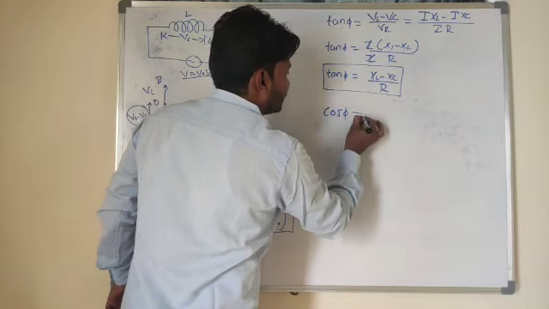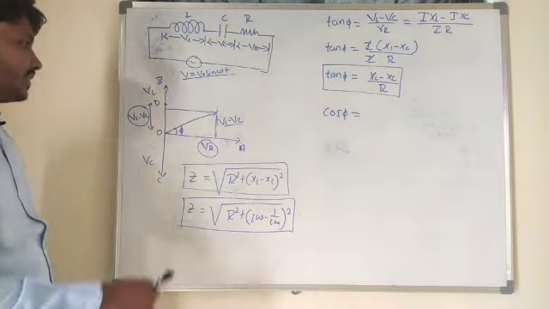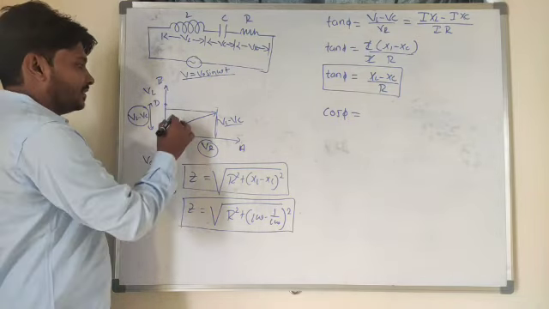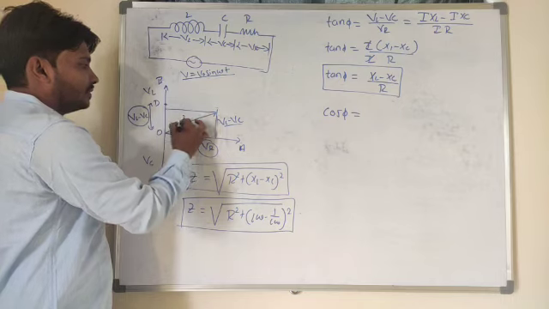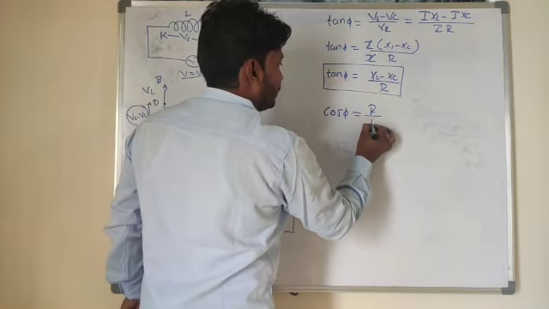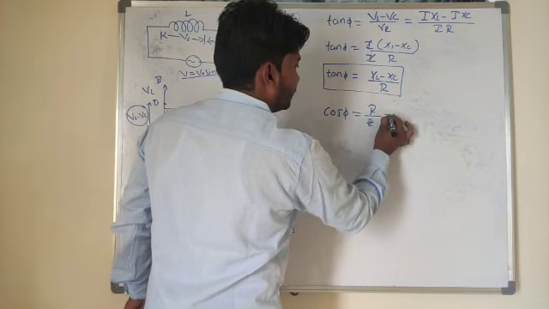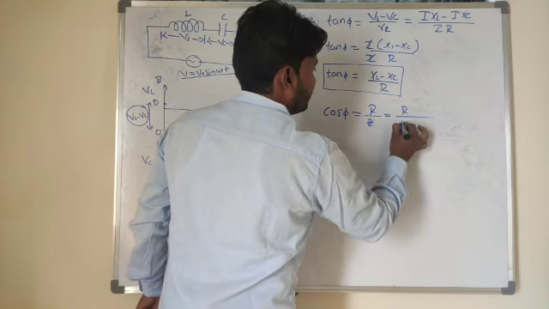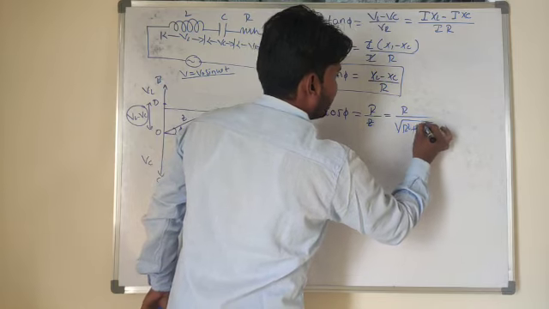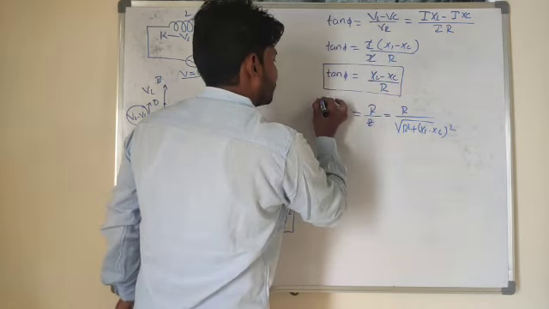Or in terms of the cos value, cos phi is equal to what? Adjacent by hypotenuse I can consider. The hypotenuse value is the impedance. So cos phi is equal to R by Z. R divided by Z, where Z is the square root of R squared plus X of L minus X of C, whole squared.